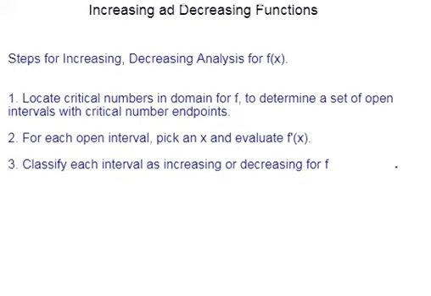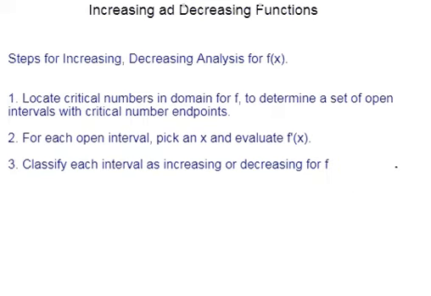These are the steps for finding the increasing and decreasing intervals. Step 1: locate the critical numbers in the domain of the function f, and then determine a set of open intervals using the critical numbers and endpoints. Step 2: for each open interval, pick a point x and substitute that x value in the first derivative f dash, and check whether the value you get is positive, negative or 0. After finding this, classify each interval as increasing or decreasing for f. You can use the sign test. So these are the 3 steps.